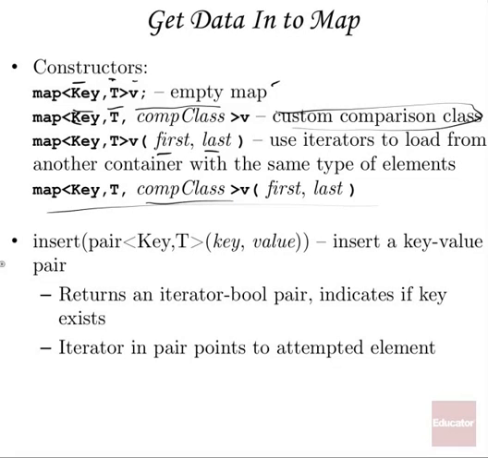So here's where we're going to insert a pair. So we have the pair with the key and the type that should match the key and type of your map, and the key and the value that's being inserted into your map, which will return the iterator-bool pair, just like in the set, where the iterator is pointing to what you tried to insert, and the boolean telling you whether or not it was successful. So the iterator points to the attempted element, and the bool indicates if the key was successfully inserted.